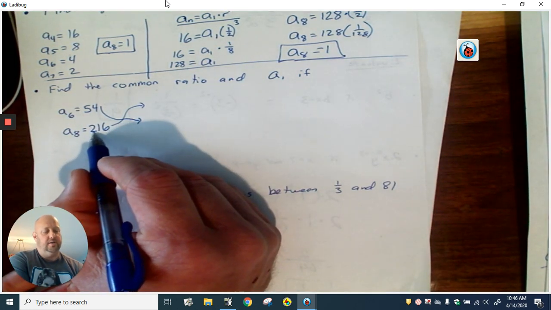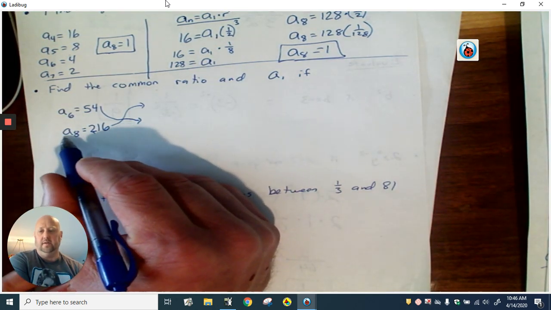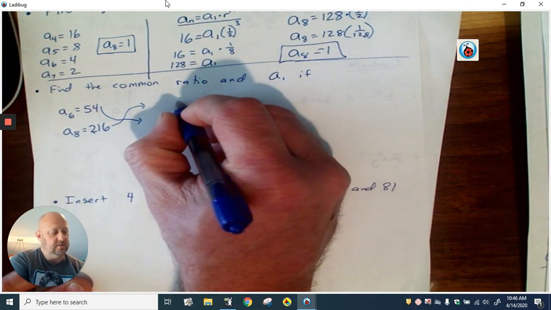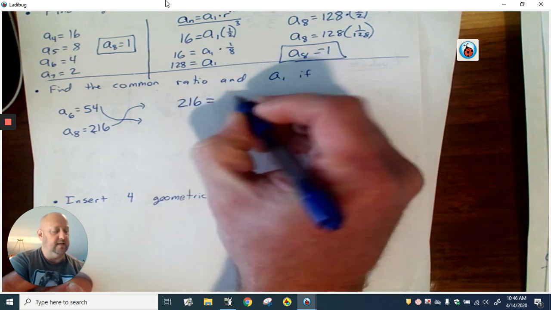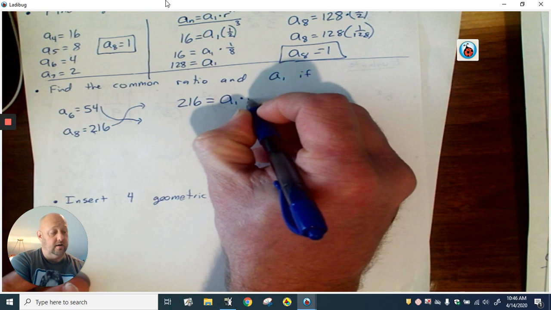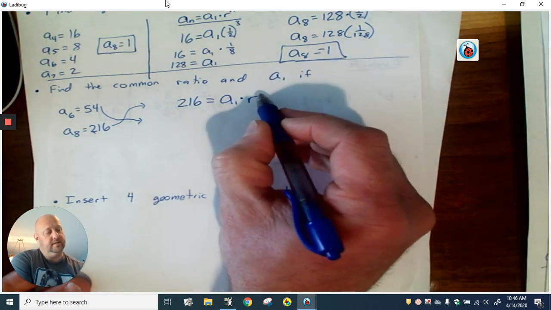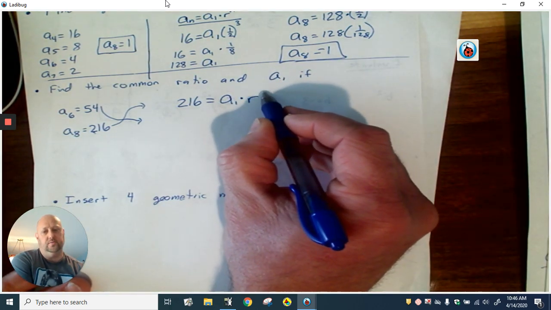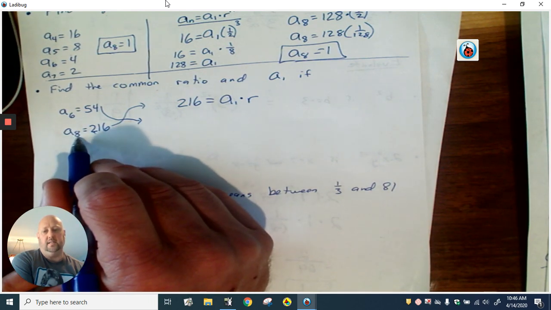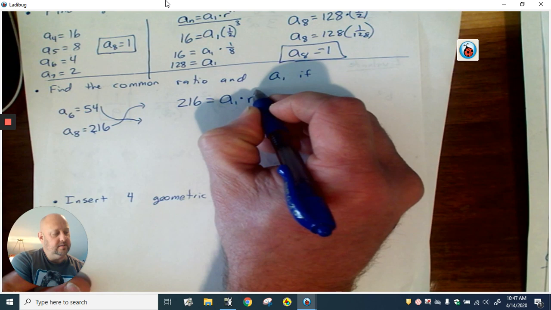So write an equation for this 216. There must have been an equation that equaled 216. So what was that? 216 would have had to equal my a sub 1, which I don't know, times my r, which I don't know. But in this case, I do know my n minus 1 because at this point in time, my n value was 8. So my n minus 1 is 7.